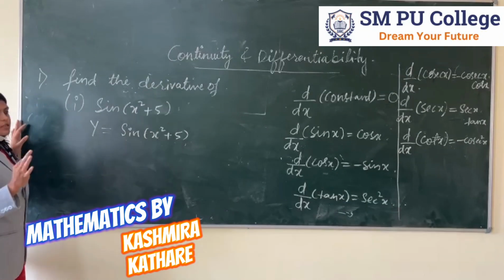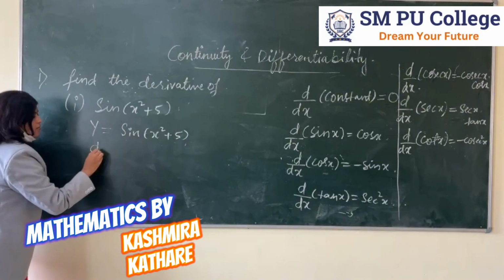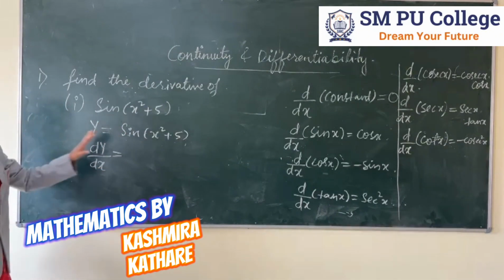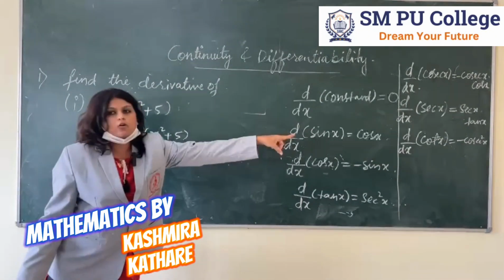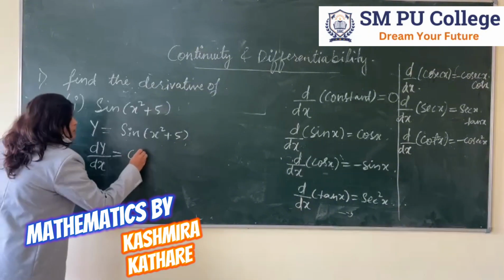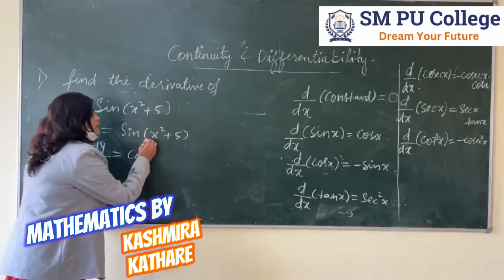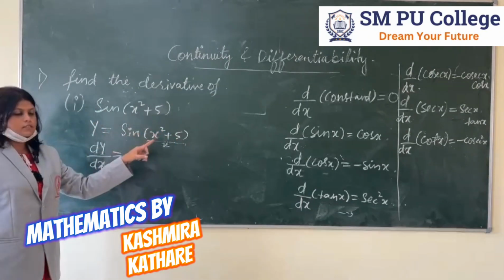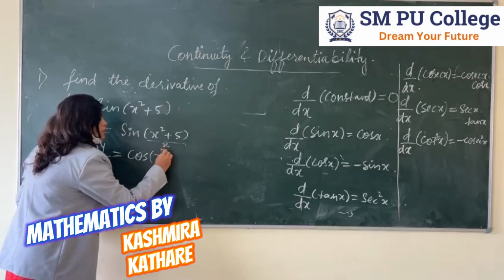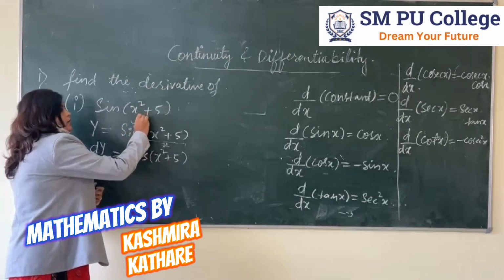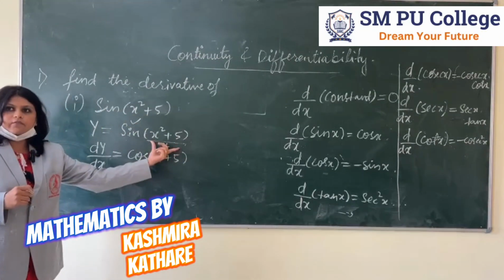Now differentiating this, differentiate y, dy by dx. Differentiate sine. What is the derivative of sin theta? Cos theta. But we are not writing x because x means this value. This is nothing but your x. Sin x gives cos x, where x is x square plus 5. We have done only the sine part. What about this? We have to differentiate.